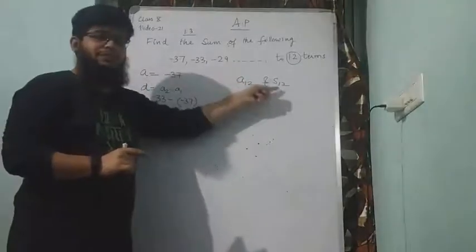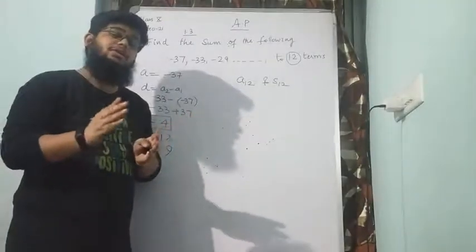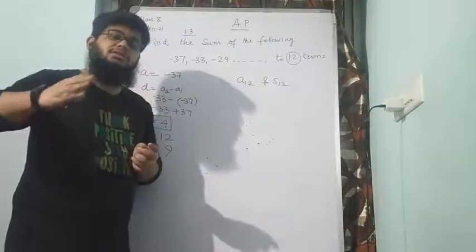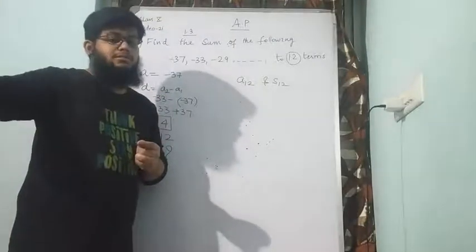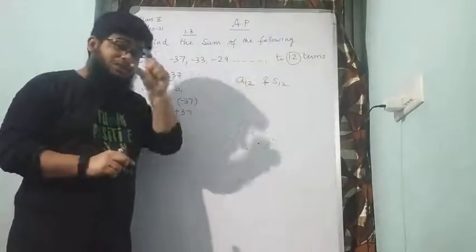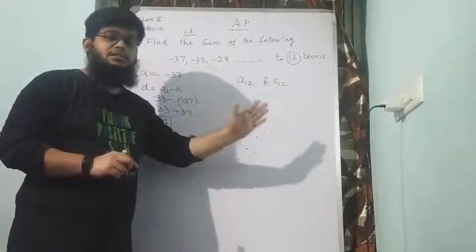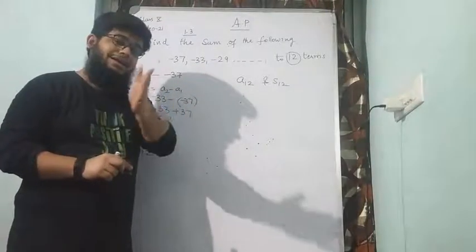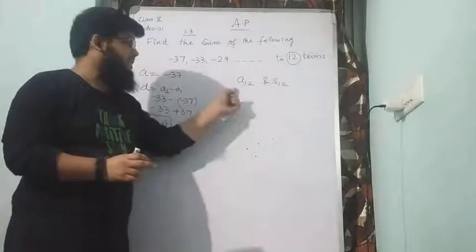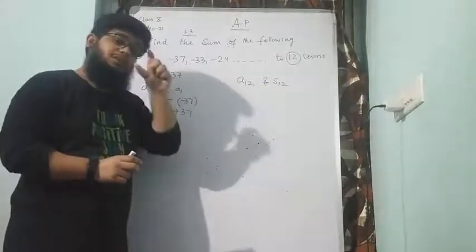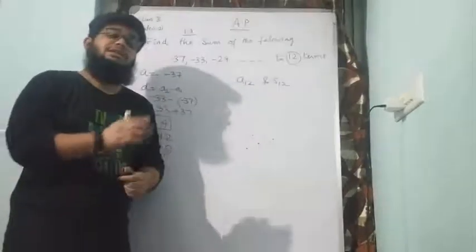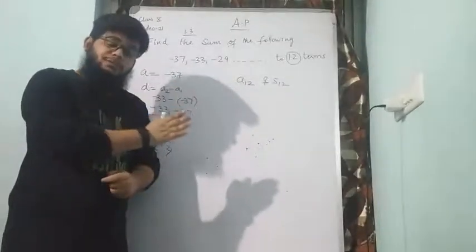But what is S12? S12 is the answer you get when you add 12 numbers of the AP. That is first term plus second term plus third term plus fourth term up to 12 terms. So please don't get confused between a12 and S12. a12 is the 12th term only. We don't consider the first term a1 to the 11th term a11. We don't make use of that at all when we speak of a12. That means only the 12th term. But when I say S12, it is the sum, or the addition, of the first term up to 12 terms.